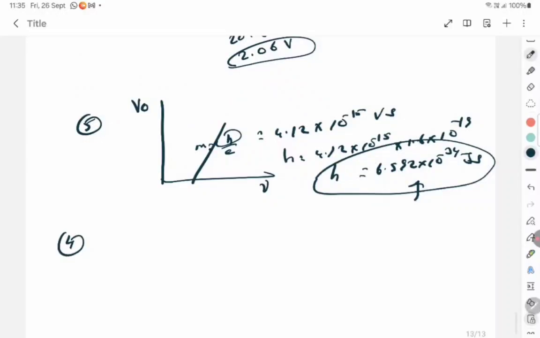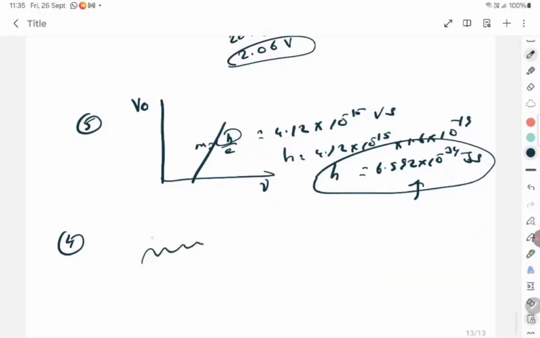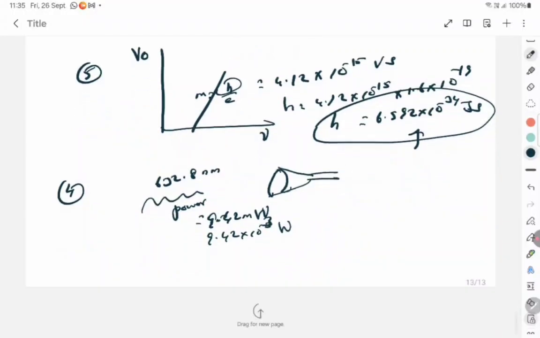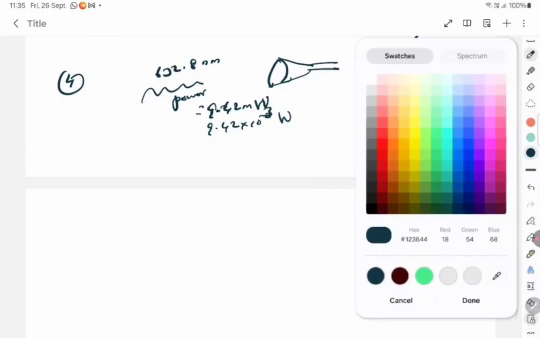The 4th question is a monochromatic light of wavelength 632.8 nanometer is produced by a helium neon laser, which means this question is about incident radiation. The power emitted by the incident radiation has got nothing to do with the metal plate or electron. The power that it is able to produce is 9.42 milliwatt. Milli means 9.42 into 10 to the power minus 3 watt. They've given it like this, and the question is only about incident radiation.